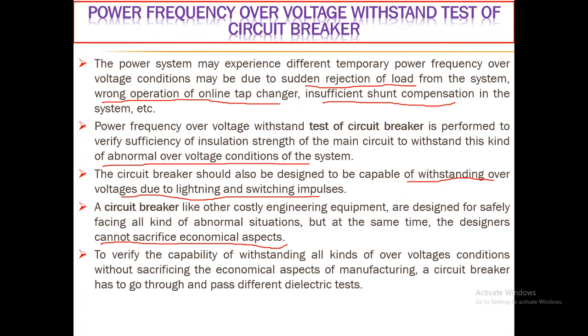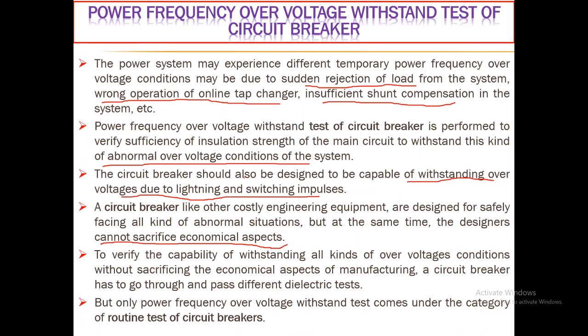So dielectric test normally includes two types. One is the power frequency over voltage withstand test, and the second is the impulse voltage withstand test. To avoid these economical aspects, the manufacturers have to test the circuit breaker for the power frequency over voltage withstand test and the impulse voltage withstand test. By conducting these two types of testing, one can assess its insulation capacity.